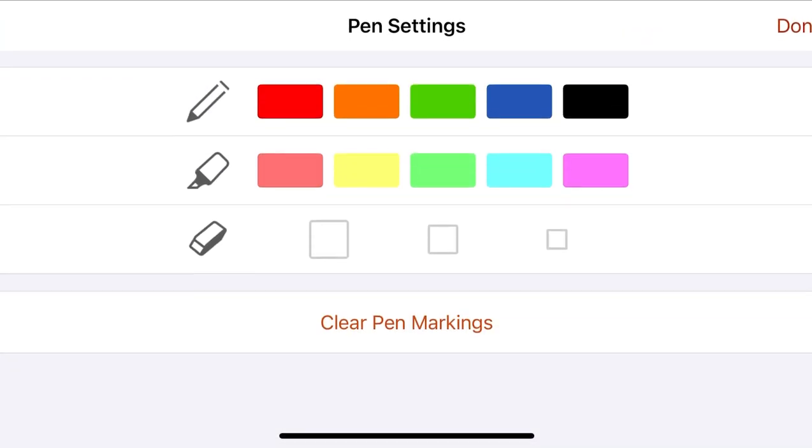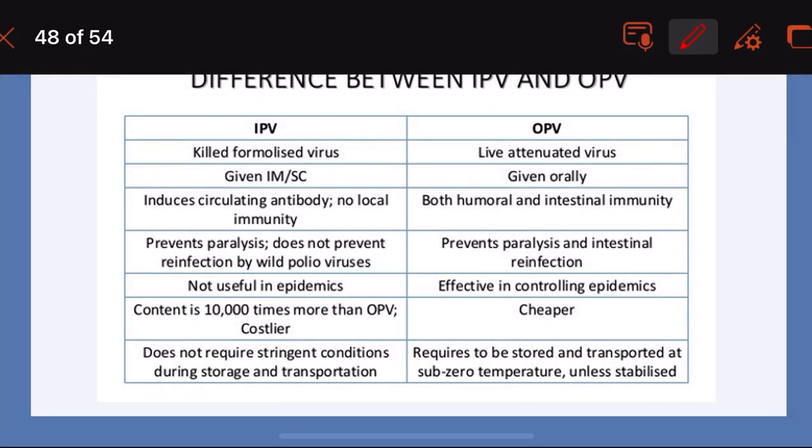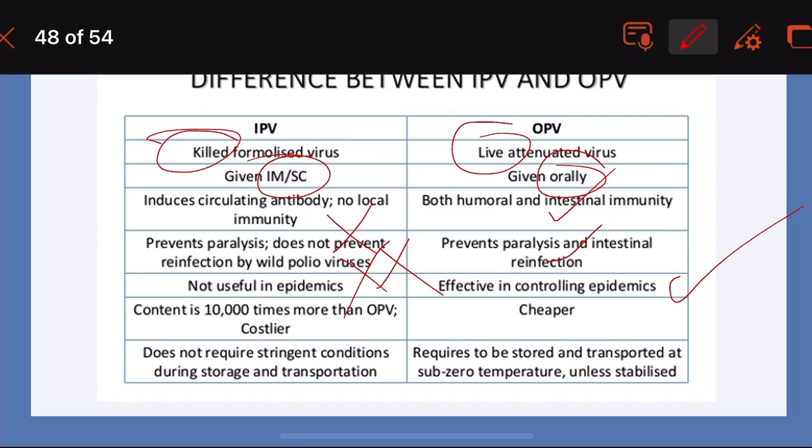Is it clear? Let us quickly revise. OPV is live, IPV is killed. OPV is given orally, IPV is injected IM or subcutaneous. OPV gives both humoral and intestinal immunity and prevents paralysis and intestinal reinfection. IPV does not give local immunity and does not prevent intestinal infection. OPV is useful in epidemics, IPV is not useful. OPV is cheaper, IPV is costly. OPV has to maintain the cold chain, IPV does not require the cold chain.